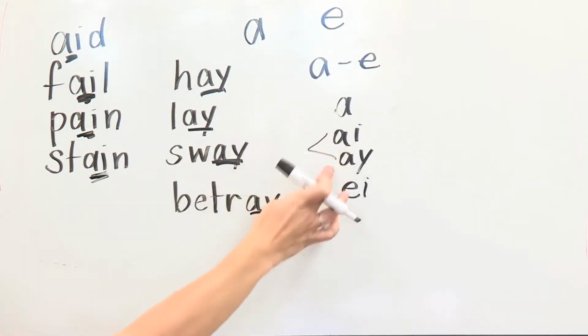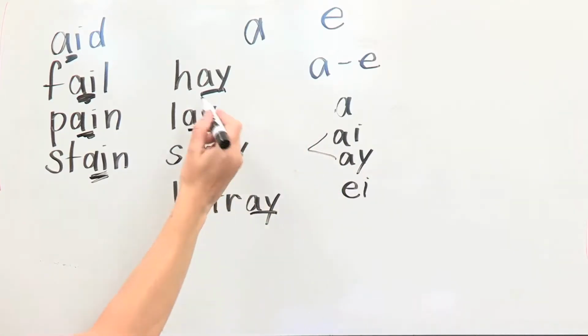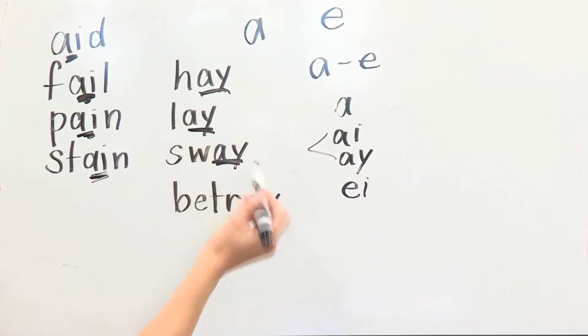Students often confuse these two, but once you tell them AY is at the end of a word, that can really help them remember which one to use when they spell. So AI and AY.